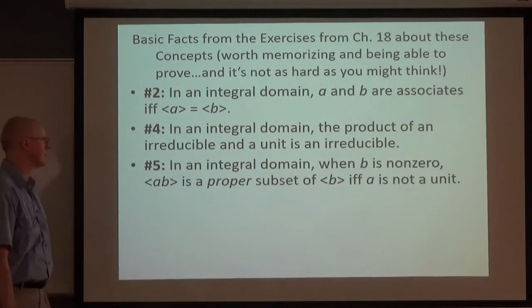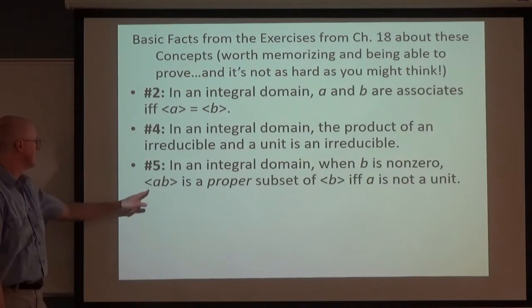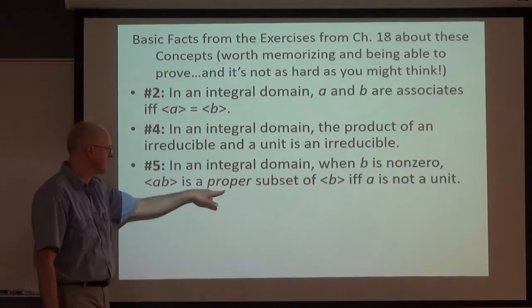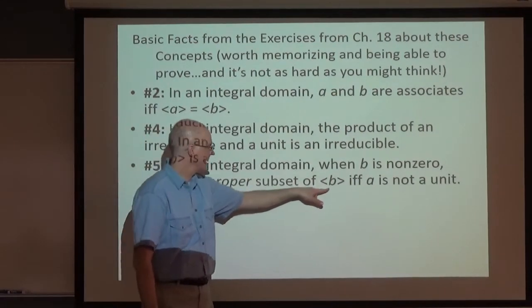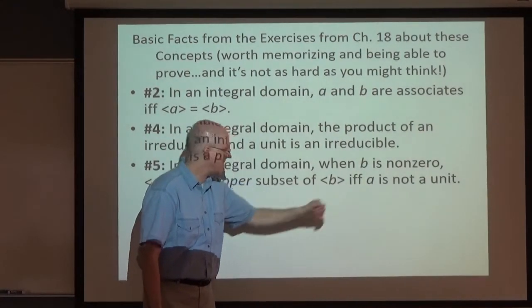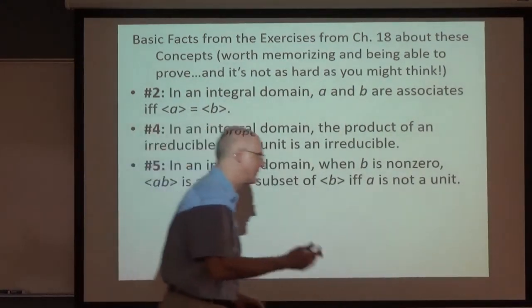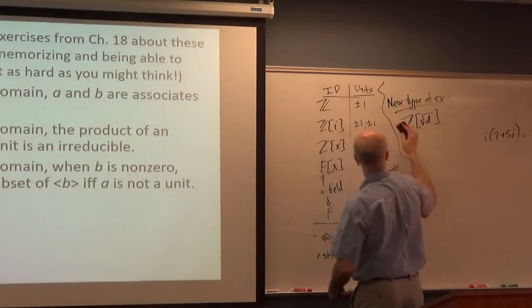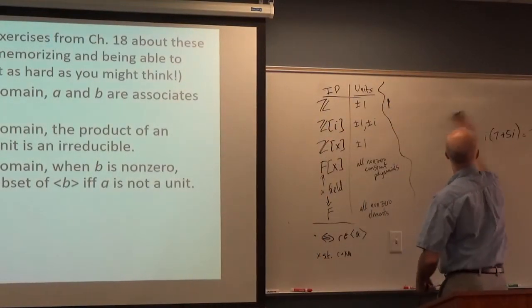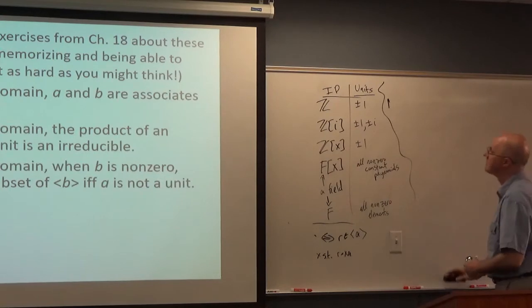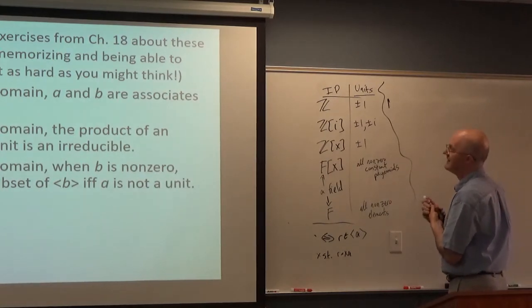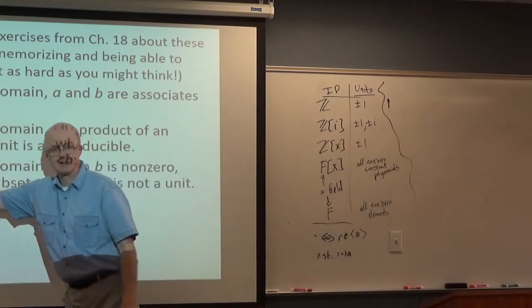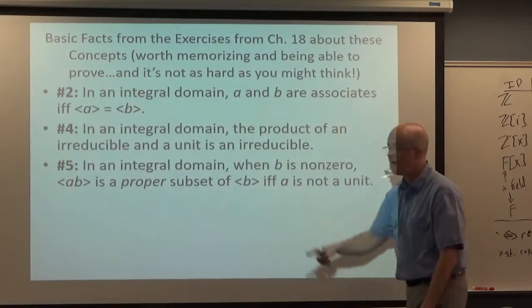Number 5, in an integral domain, when B is non-zero, the ideal generated by A times B is a proper, emphasis on the word proper, subset of the ideal generated by B, if and only if A is not a unit. Think by examples as far as starting to try to understand this. Think in terms of Z. This is always a subset of that.